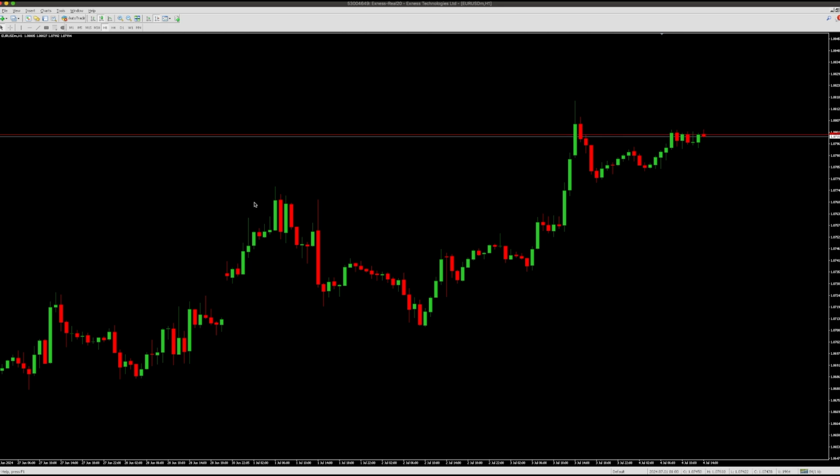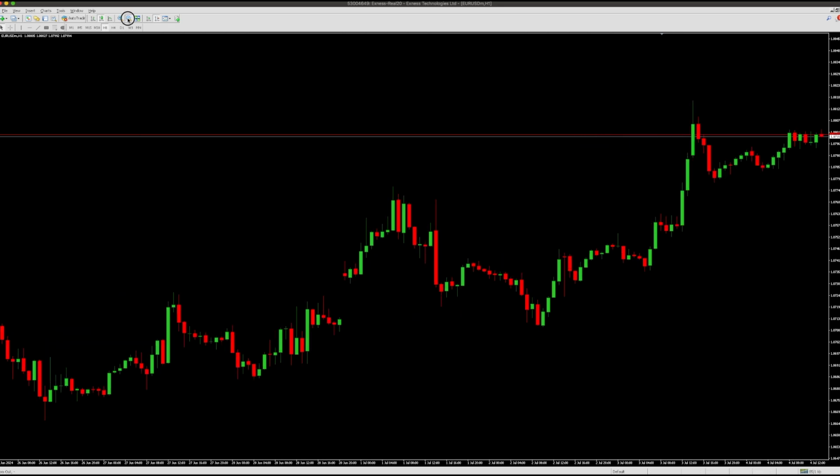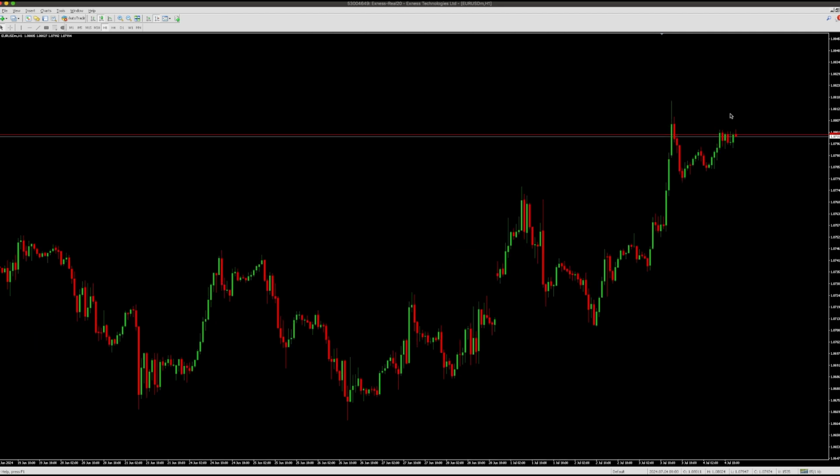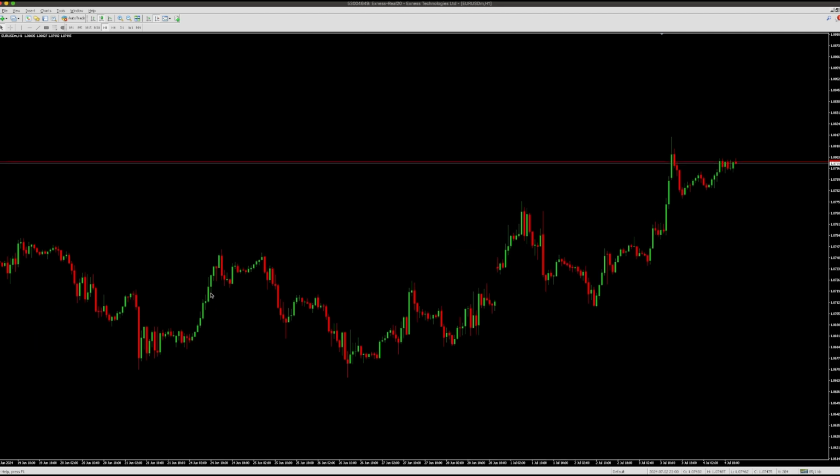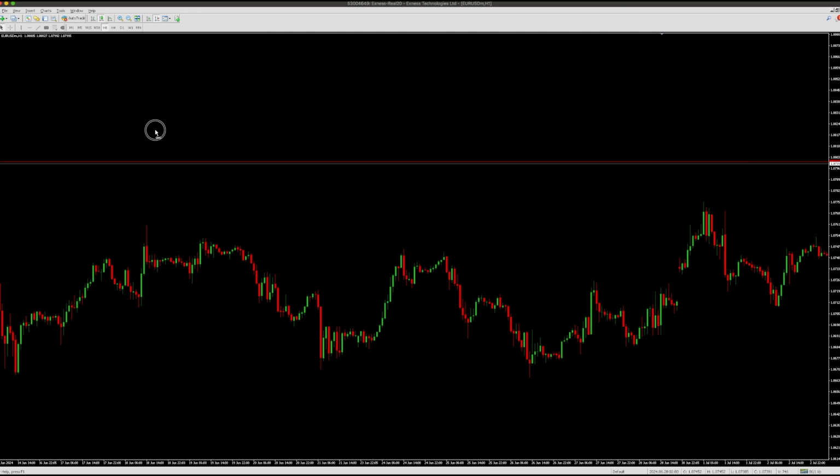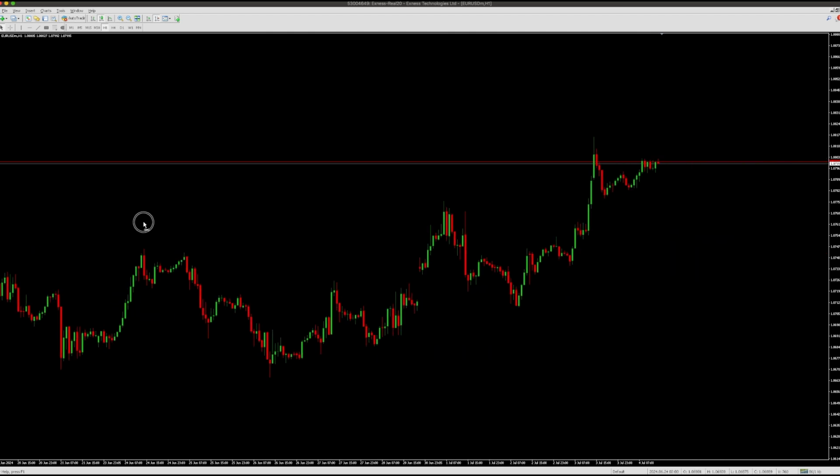Okay, let us go on to the strategy now. Okay, so that strategy is very simple. I'm using MetaTrader 4 to illustrate this because most of you guys also asked me to do this on MetaTrader 4 to show you how this strategy would work.